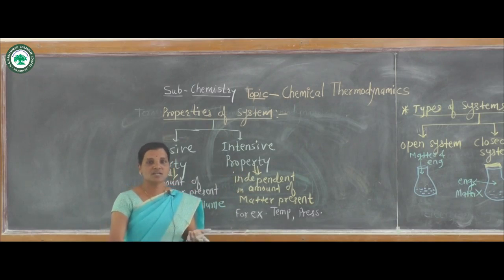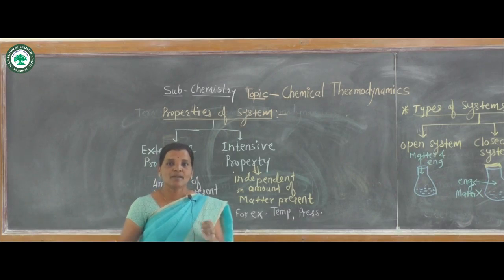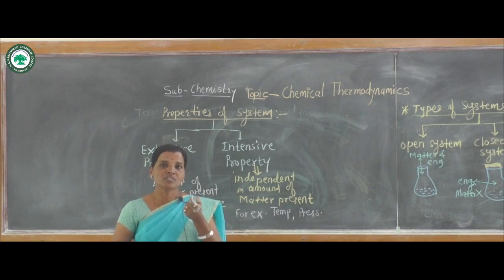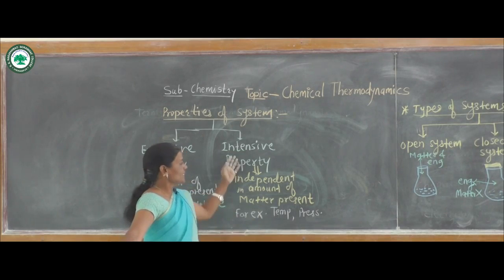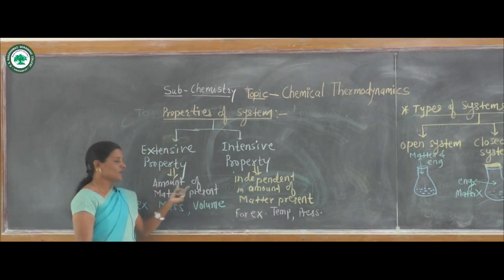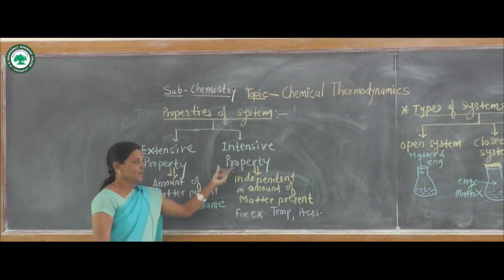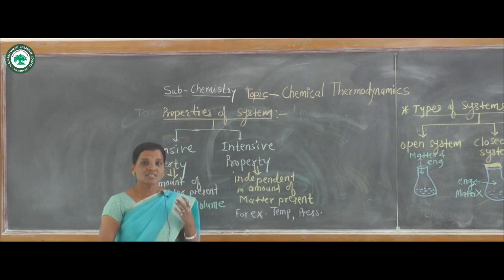Also physical constants, like the melting point and boiling point of chemical compounds, are intensive properties. If we measure the melting point of a very small amount of a solid, and then of a major amount of that solid, the melting points are observed to be the same. So physical constants are also intensive properties. Extensive property depends upon the amount of matter present in the system. Intensive property is independent of the matter present in the system.